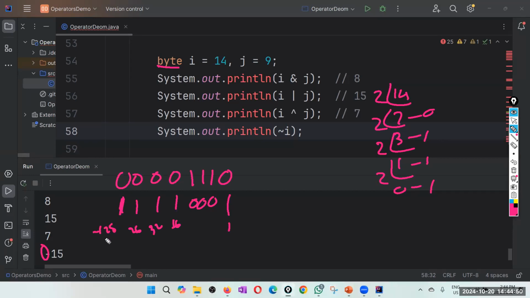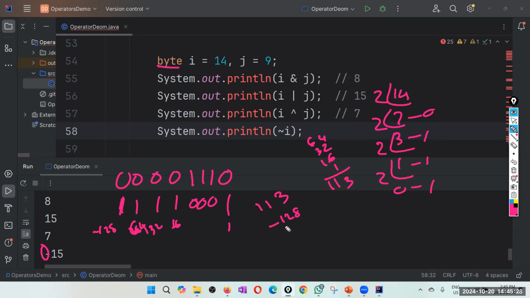So what is this number? Minus 128, and these are positive numbers: 32 and 64. 64 plus 32 plus 16 plus 1 is 113. Now 113 minus 128. What is the difference?